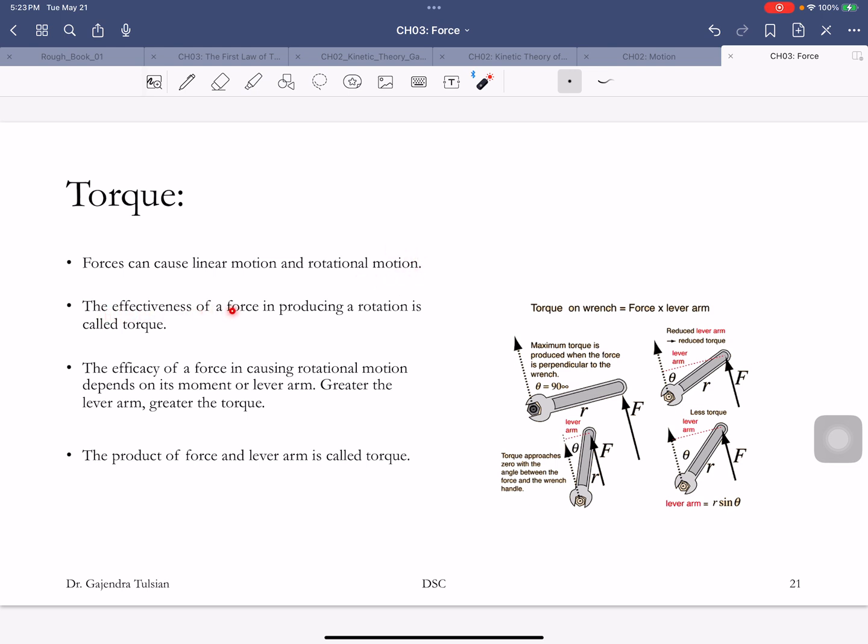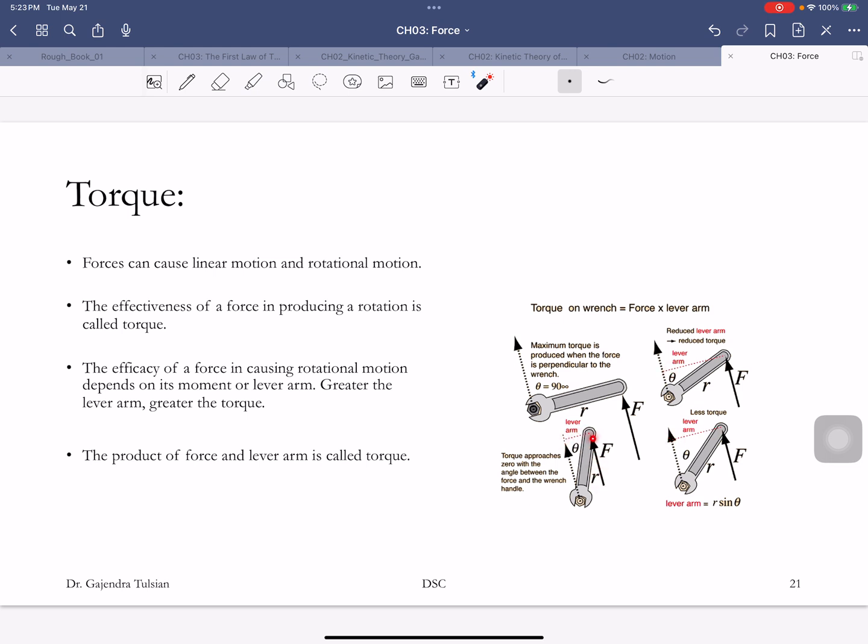The effectiveness of a force in producing a rotation is called torque. Torque is the magnitude of the force times the lever arm. The lever arm is the perpendicular distance from the line of action of the force to the point about which you're calculating the torque. So in this case, that's the lever arm. For this case, that's the lever arm.